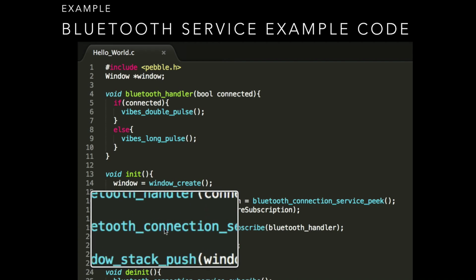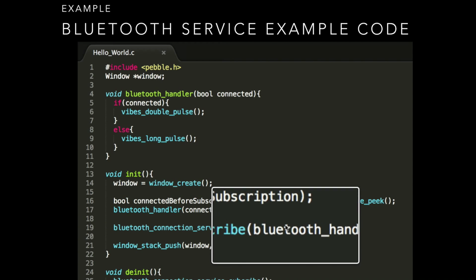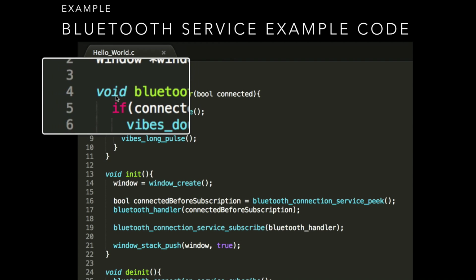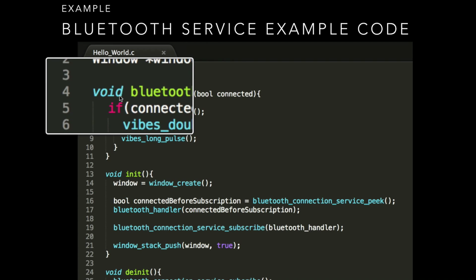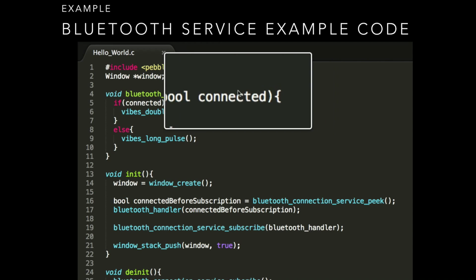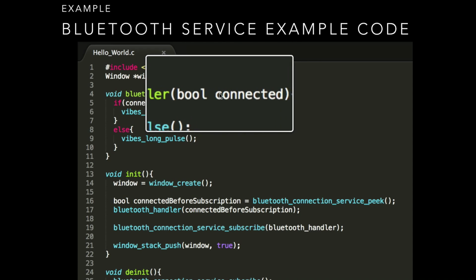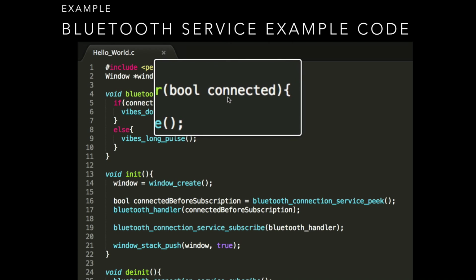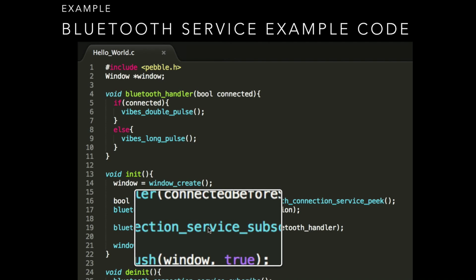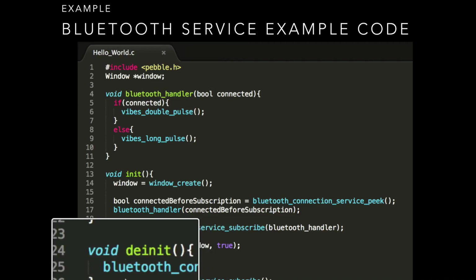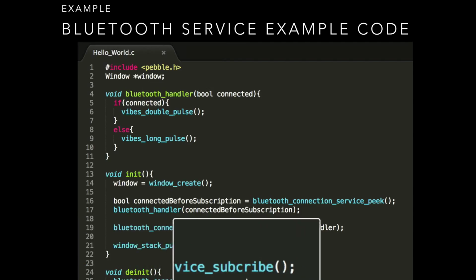Here we have a Bluetooth connection service subscribe. You can see I'm just passing in my Bluetooth handler. So the typedef for the handler is very simple. It's a void function, doesn't return anything. You can call it whatever you want. And then your only parameter is a bool called connected for myself, but you can change it to whatever you would like. And lastly, here in deinit, or wherever you want to unsubscribe, we have a Bluetooth connection service unsubscribe.